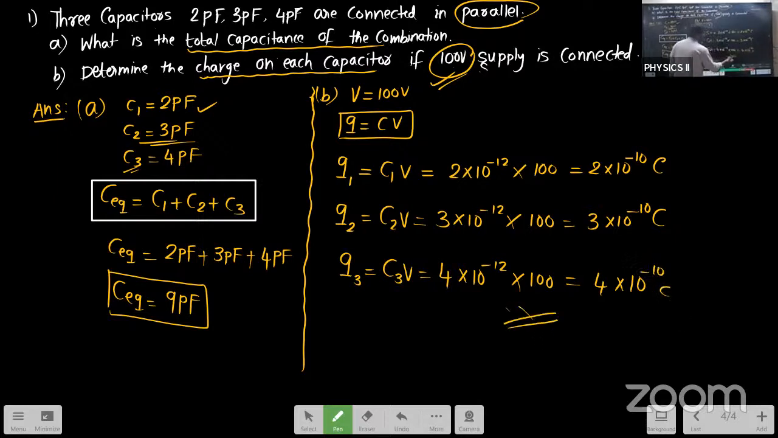So this is the end of the first numerical based on capacitance. Here, which type of combination is there? Parallel combination is there. I hope you understood this answer. Let us move on to the next numerical which may be asked in the examination.